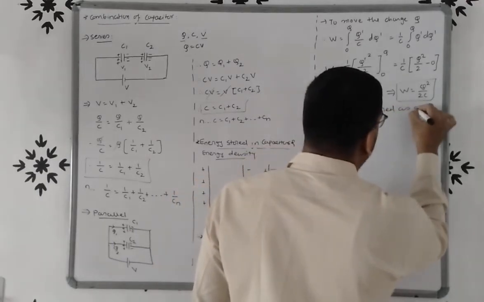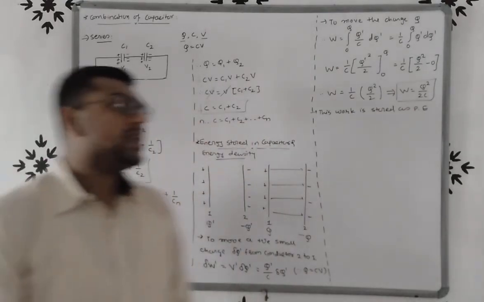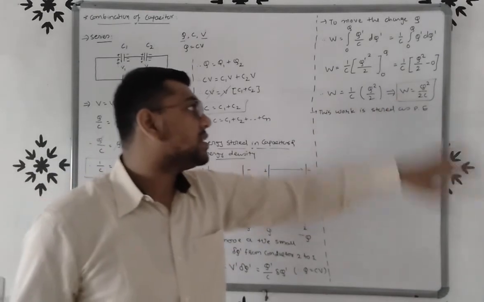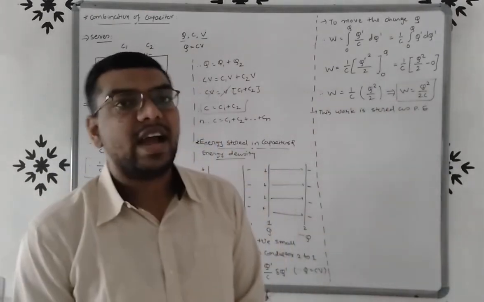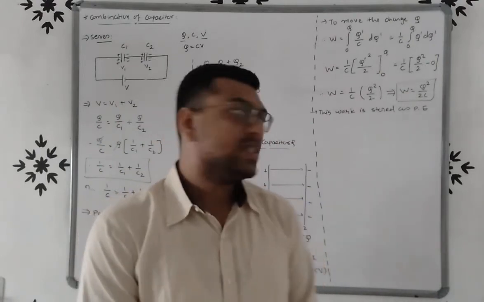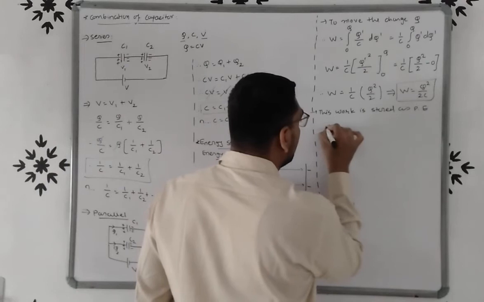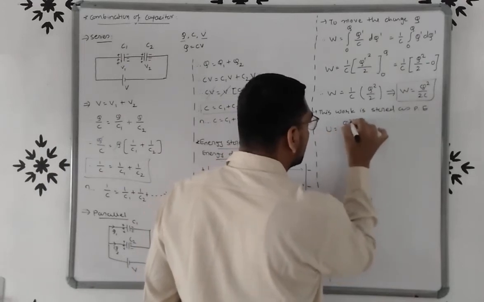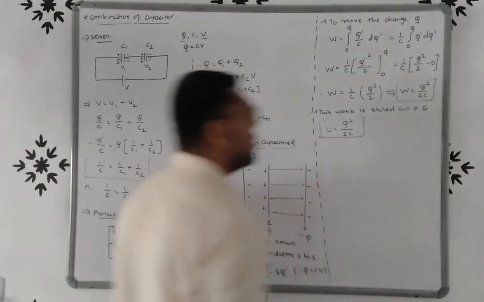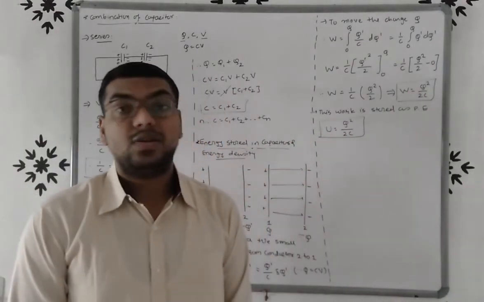So this is the formula of energy stored in a capacitor, that is W is equal to Q square by 2C, or you can say U is equal to Q square by 2C. So instead of W we can write U. So U is equal to Q square upon 2C, right? So the first formula of energy stored in a capacitor is U is equal to Q square by 2C.